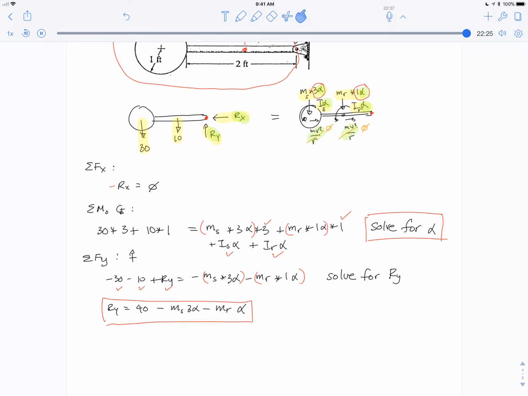And so that's interesting. Now, if it was statics, the reaction would be 40, but it's less than that because it's rotating down. And depending on what alpha is, this could even be negative. So there you go.